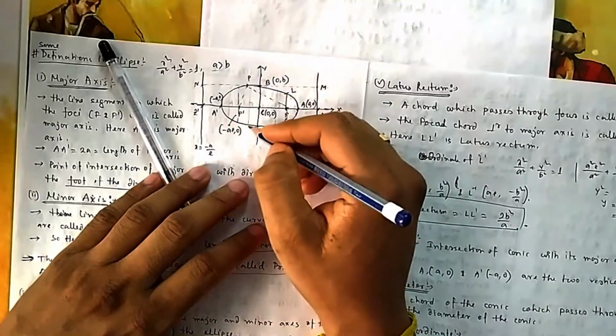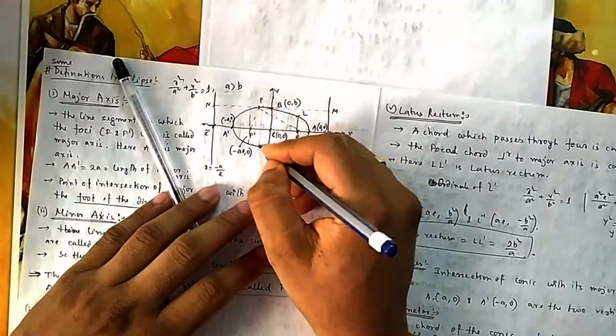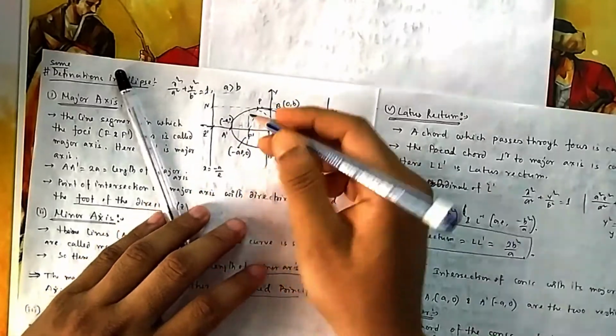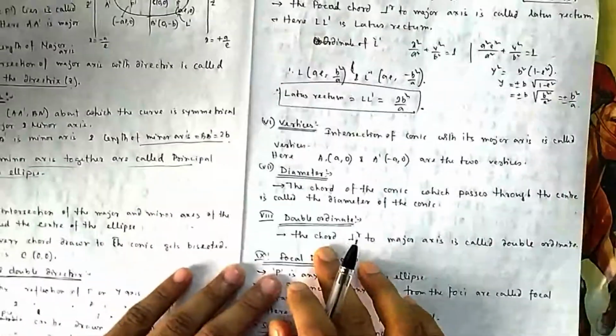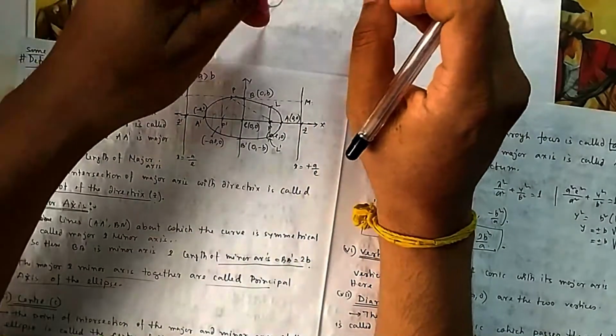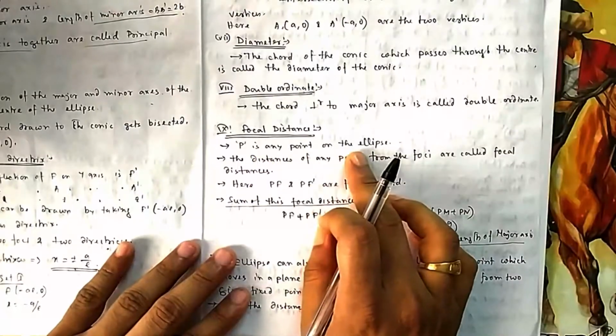Why did the name double ordinate come? Because the ordinate, you can see, is plus minus. Whatever you got, you will get the same, but with a minus sign. That's why it is known as a double ordinate. Focal distance: here the experiment will come. Focal distance means the distance between these two foci. You remember these two pins? The distance between these two foci, that experiment. P is any point on the ellipse. Let me show that page.